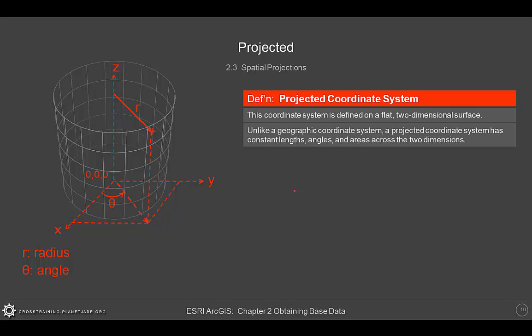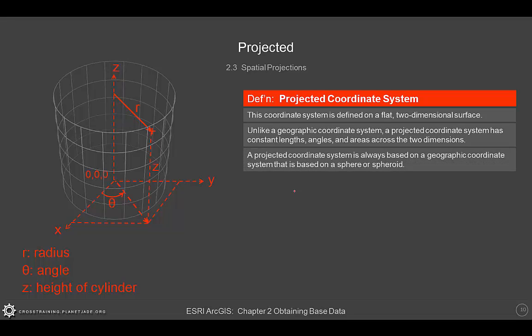And then we need to determine how high it is from this base, which is basically our height, or sometimes we call that z, which is the height of our cylinder, or the height from the origin to where that radius is located. And this is how we can locate points on the surface of a cylinder. A projected coordinate system is always based on a geographic coordinate system that is based on a sphere or spheroid.